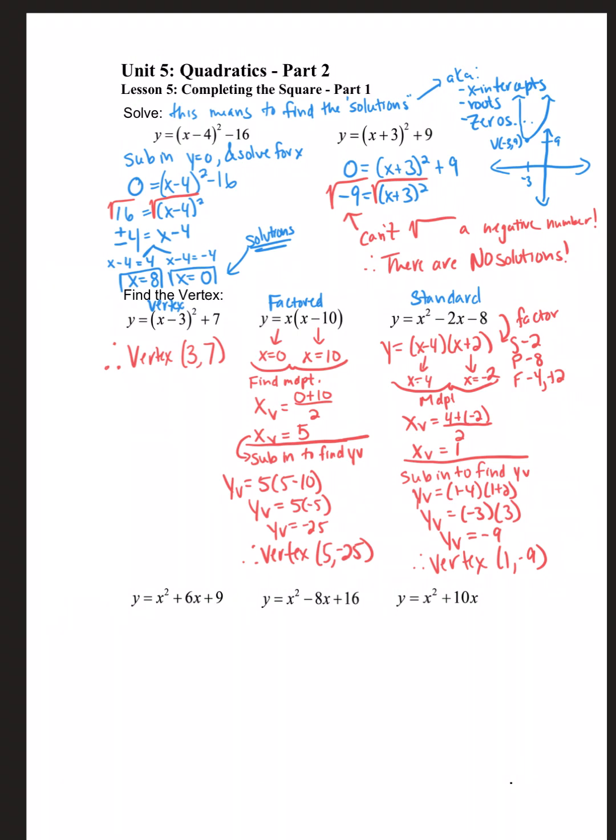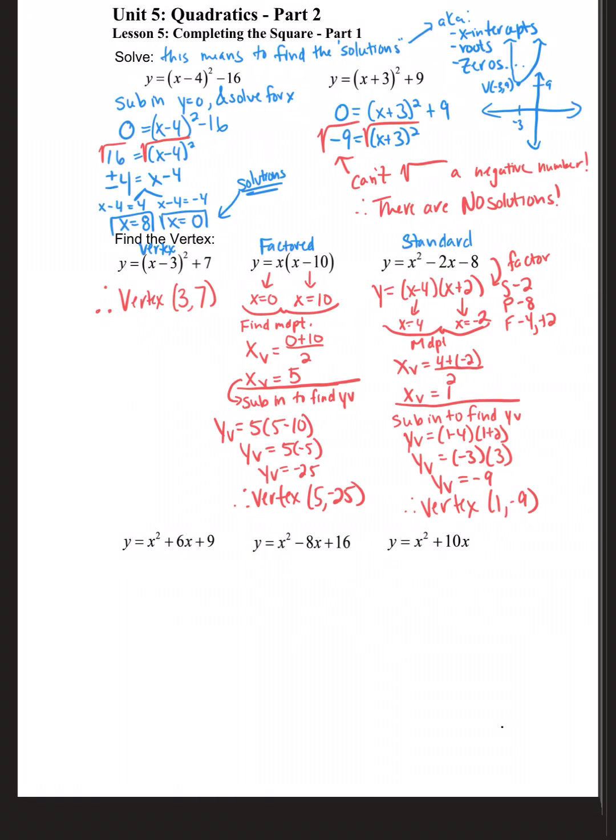We're going to take a look now: when we're in standard form, is there a faster way to get my vertex than to go through factored form first and go through all that process of finding my zeros, finding my midpoint, finding the y value of my vertex? So if we look at standard form and think about getting it into factored form, we're going to start to look at how this looks similar to our vertex form, and maybe there's a shortcut. So with this first one, we have y equals x squared plus 6x plus 9.